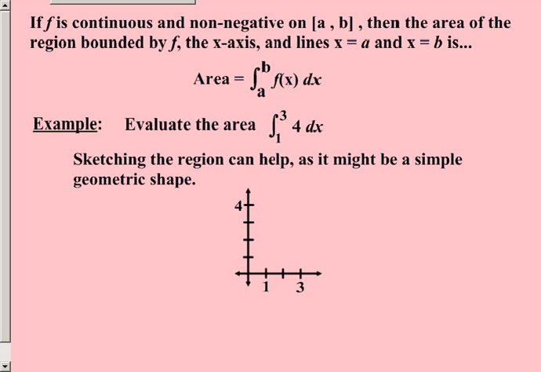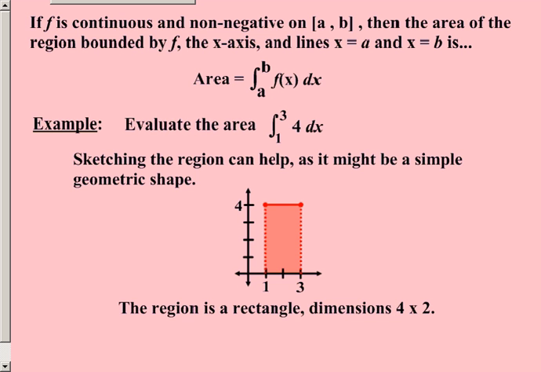Okay, so looking at a little piece of a graph here, we're looking from 1 to 3 on the x-axis, and we're looking at the function y equals 4. Well, y equals 4 is a simple horizontal line bounded by 1 and 3, and the x-axis, we're looking at this guy. Okay, well, we don't need any fancy calculus in order to calculate the area of a rectangle.